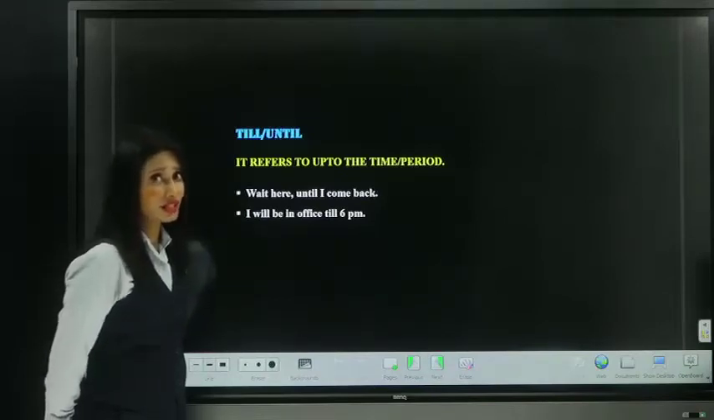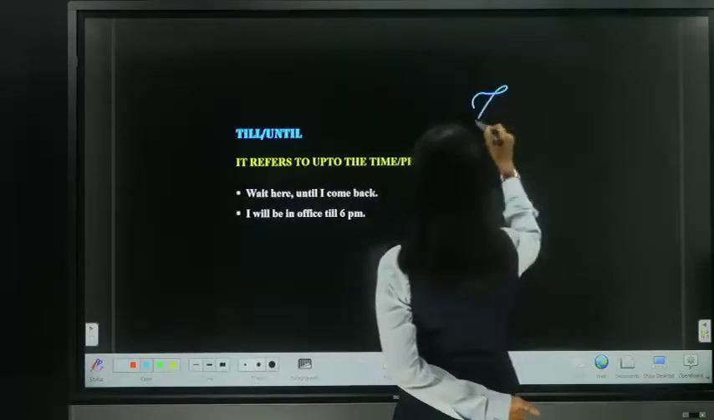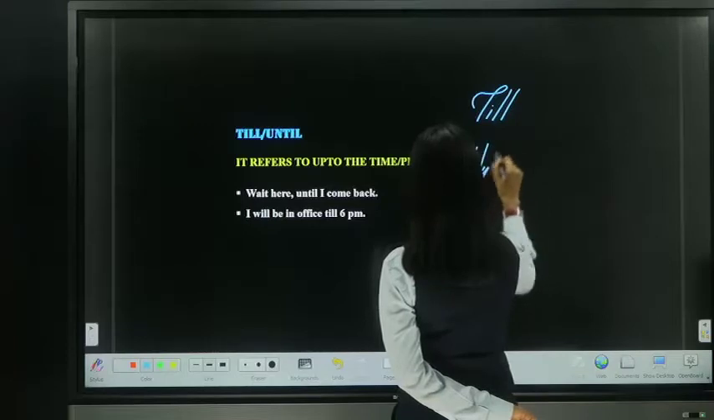Quick. When do we use till? When do we use until? If anyone knows, make it fast. Difference between till and until.